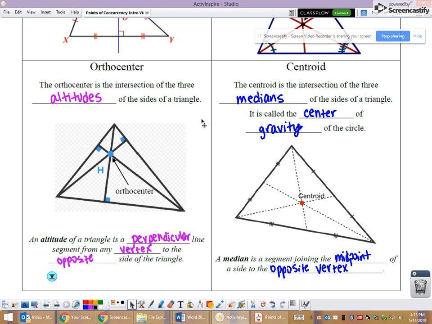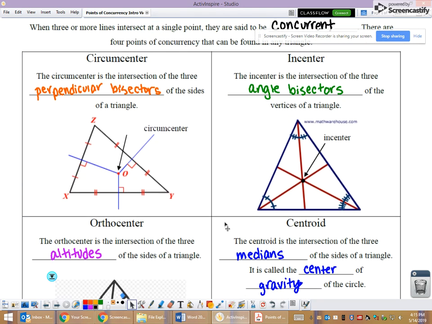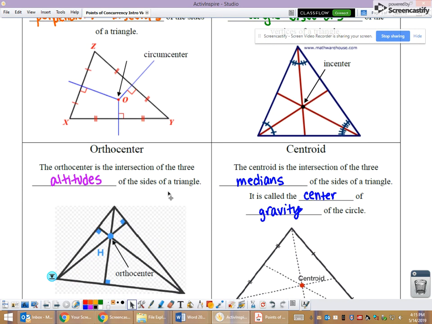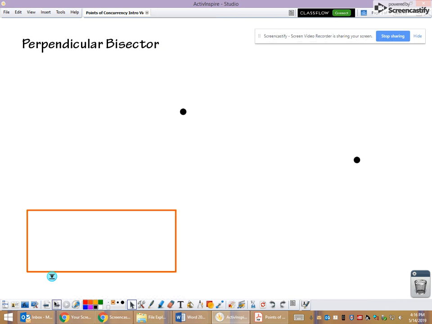Okay. So what we'll be doing on Monday is learning how to construct the circumcenter and incenter. You're really only going to need to know what the orthocenter and centroid are. We might deal more with centroids towards the very end of the year. But for right now, we need to review, well, how do I construct a perpendicular bisector? How do I construct an angle bisector? Because that's going to be helpful on Monday. So let's do that. Perpendicular bisector.